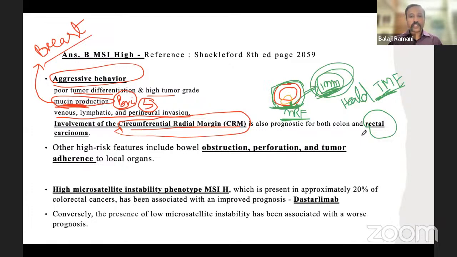It is associated with a very high degree of local relapse, and also with the presence of distant metastasis. Right. So there are some other high-risk features which are also present.